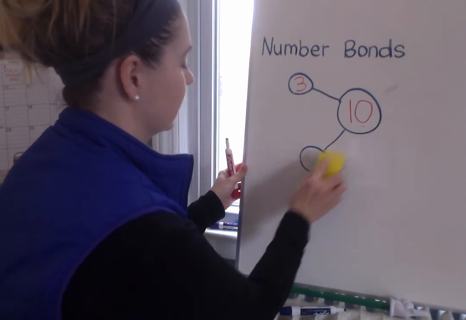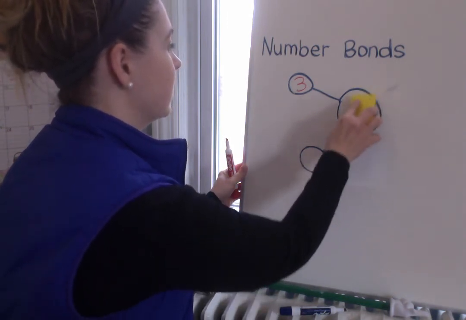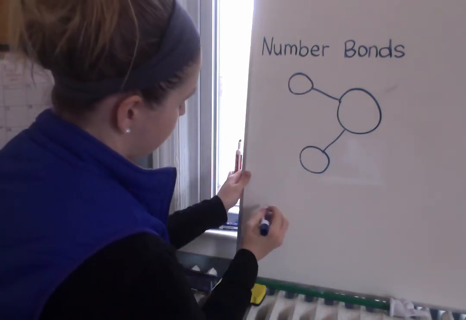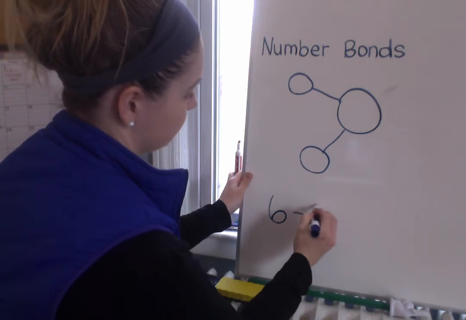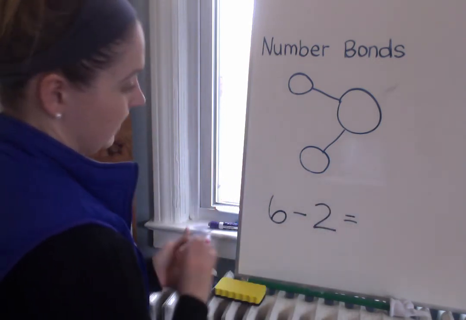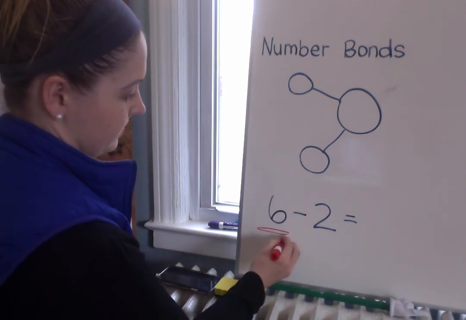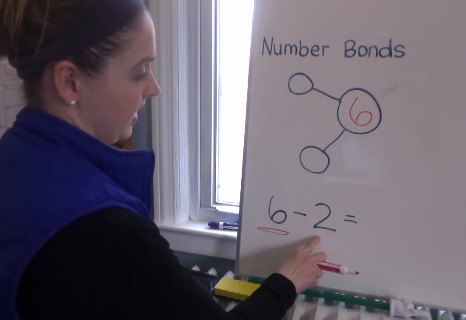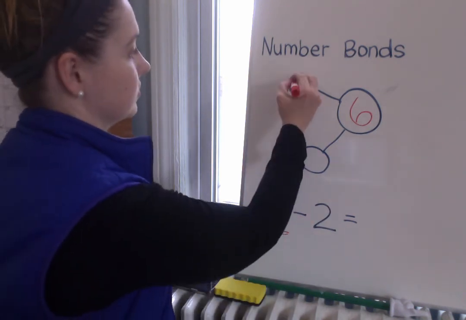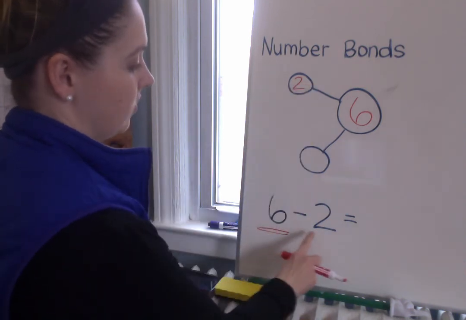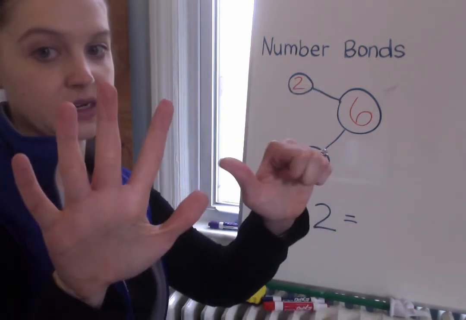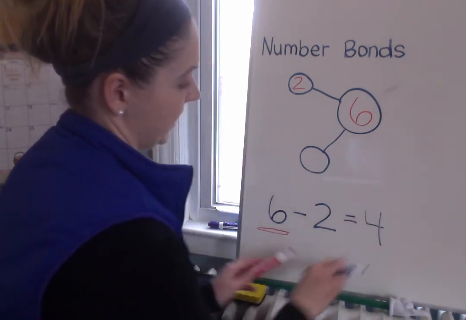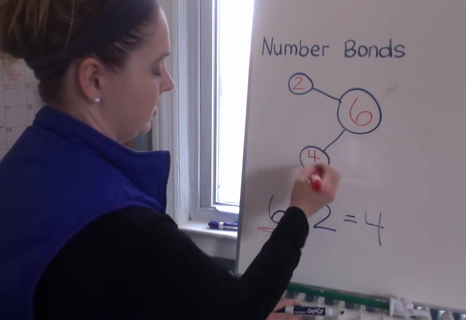Let's fill in our number bond for the subtraction problem. 6 minus 2 equals. Since I see subtraction here, 6 is going to go in the big circle. Taking away 2, it can go in either one of the small circles. I'll put it at the top. Now I'll solve for my answer. 6 minus 2 equals 4. My answer is going to go in the other small circle.